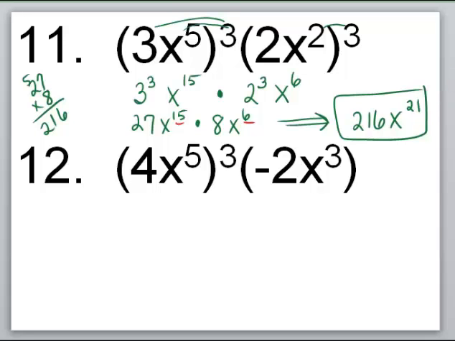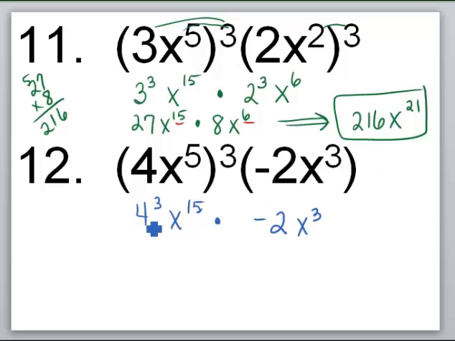The next problem, again, let's get rid of the parentheses part first, so it says power to the power, so we've got 4 to the 3rd power, because this is 1 times 3. I've got x to the 5 times 3, which is 15, times, I've got just negative 2. This one's not being raised to any power except 1, so I've got negative 2 to the 1st power and x to the 3rd power, x to the 3 times 1 power.